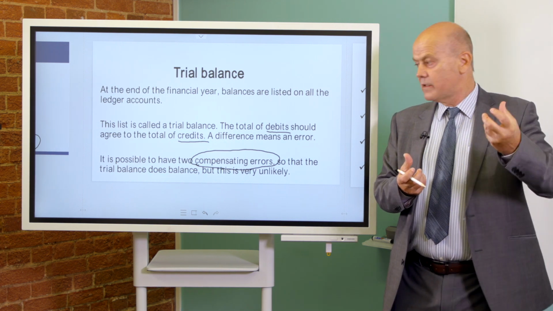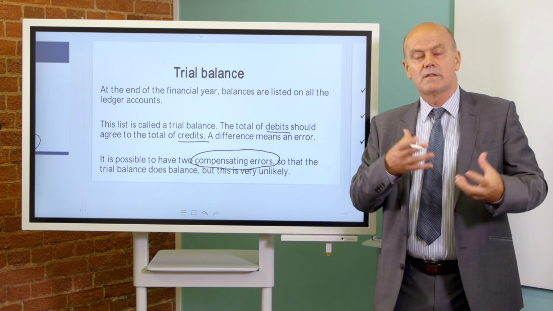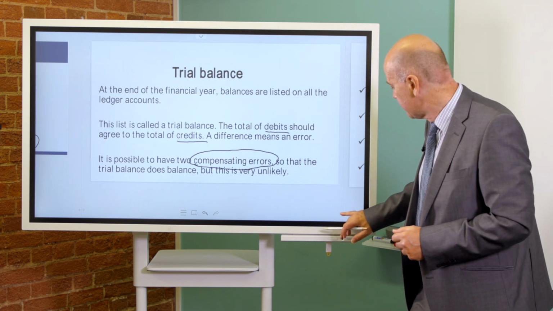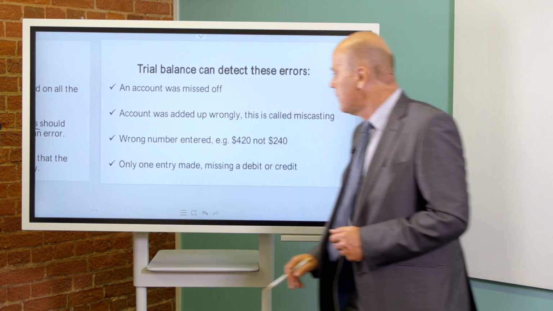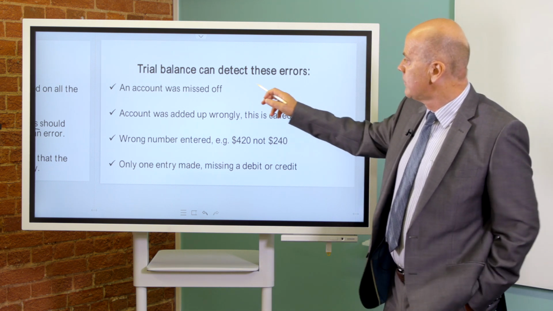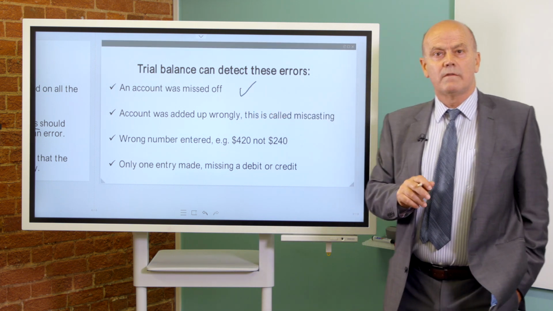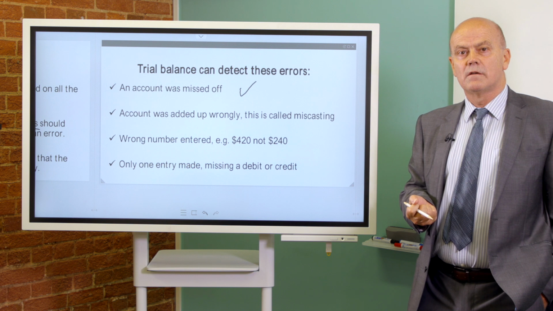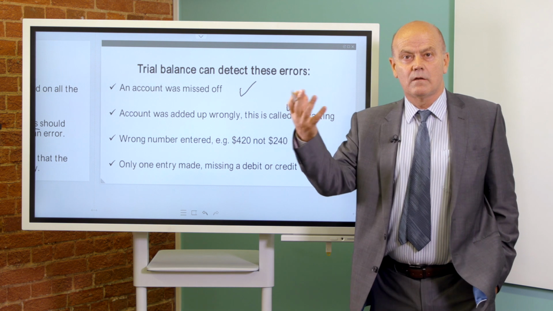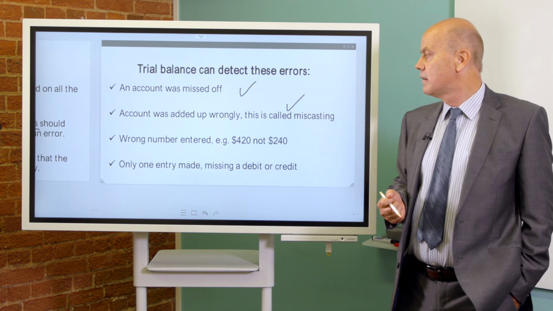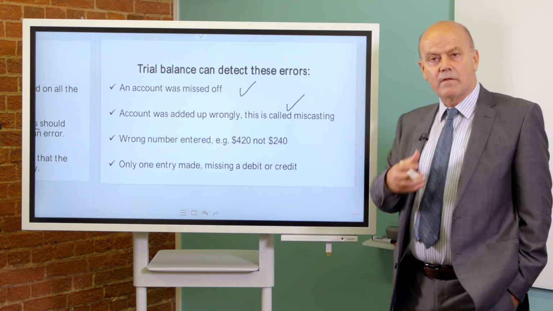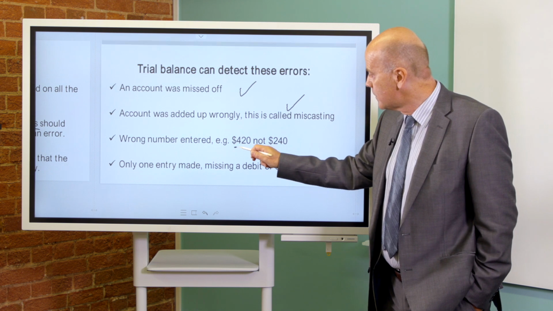So let's take it a stage further and see what sort of errors we may have and how we can correct those errors. Now, these are typically the 4 errors that we're looking for here. First of all, we forgot one of the accounts. We just basically missed it off. And then secondly, maybe there was an addition error. The account was added up wrongly. Maybe the numbers were confused. It's very common for people to get the 4s and 2s mixed up.